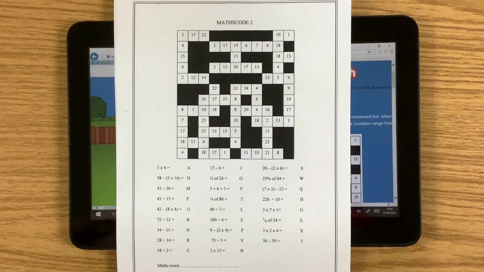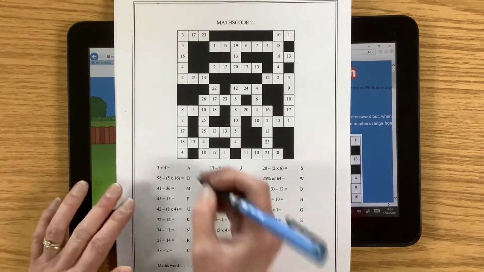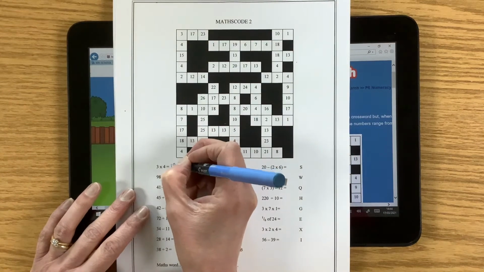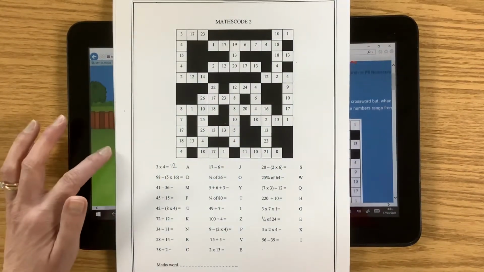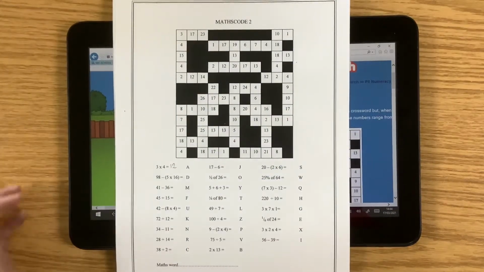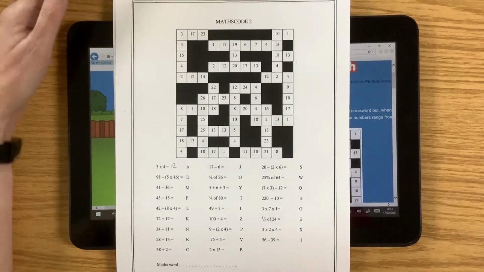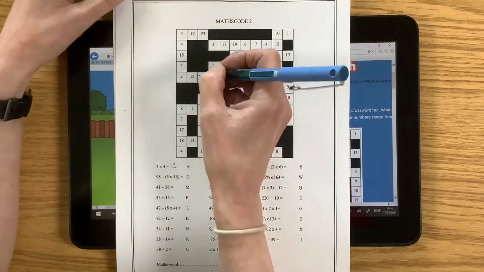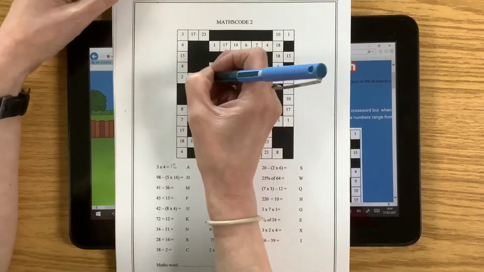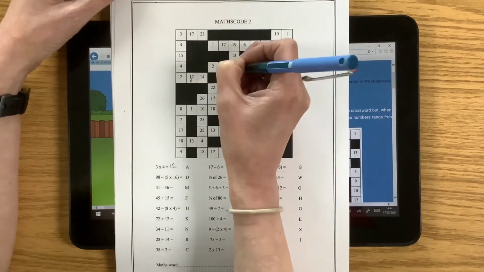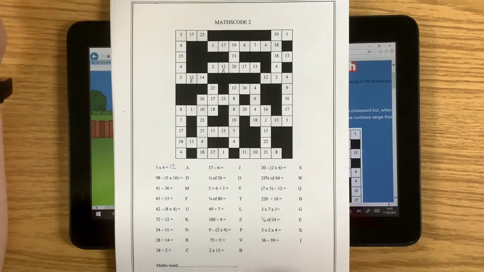So for example, in the first one, this is the higher level task. If the first question is 3 times 4, well, we know that 3 times 4, of course, is 12. So I put my 12 in, and then I have to find every time the number 12 is in my maths code. Every single time I see the number 12, 12 is going to be A, so underneath the 12, I put a capital A every single time I see a 12.